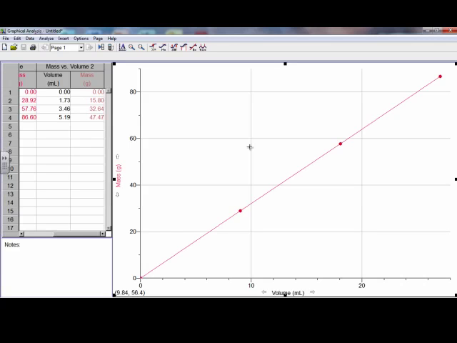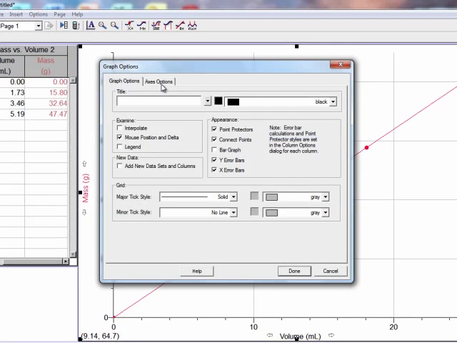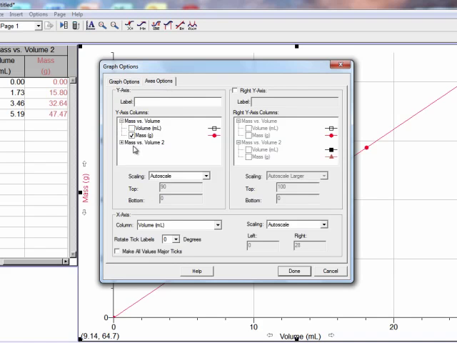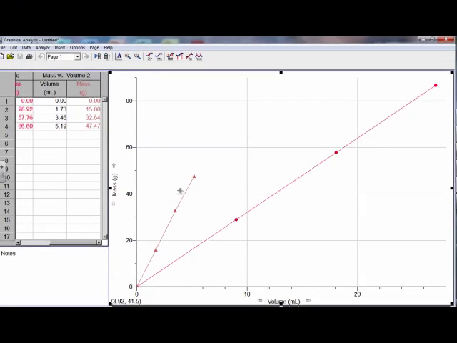So what we've done here is graph two different objects on one graph, trying to look at the difference in their densities. The only thing is that when you add the second data set, it does not automatically appear on your graph. So you're going to right click on your graph, go to graph options, and then click on axes options. Down here you will see your first data set that's already been graphed, the mass on the y-axis. Now you hit the little plus sign, and we need to graph the second data set for the y-axis. You hit done, and now you see it graph out the second data set for us.